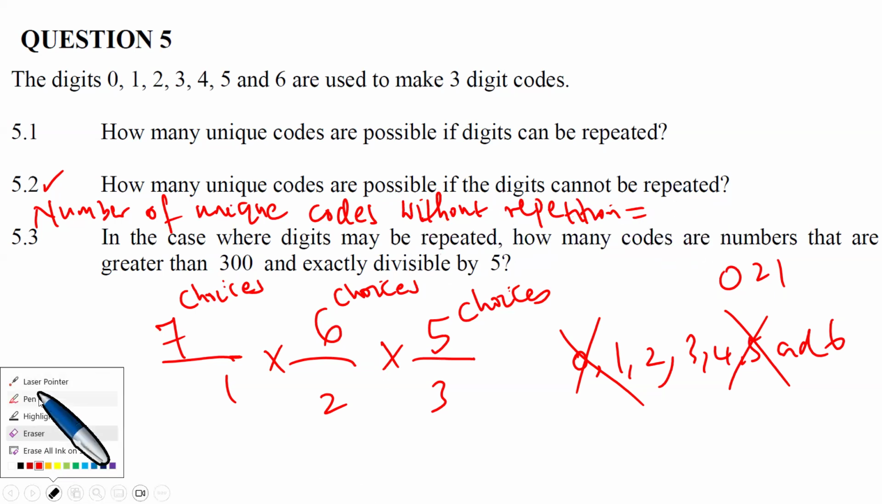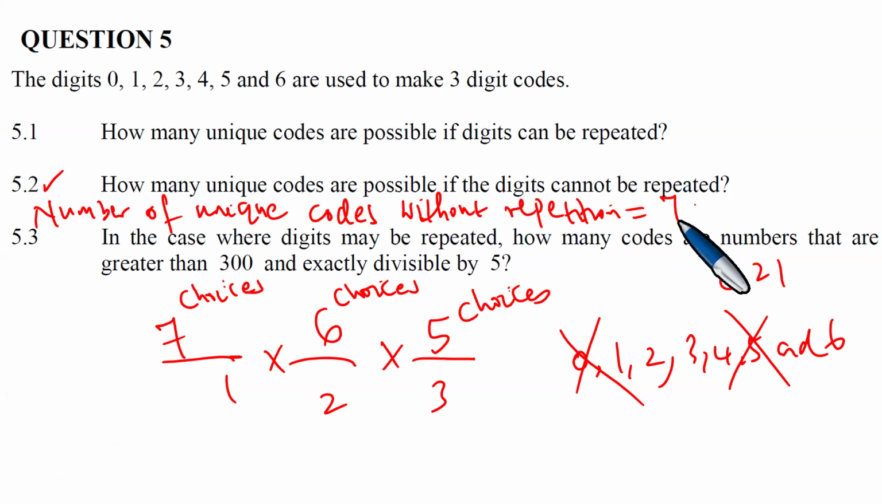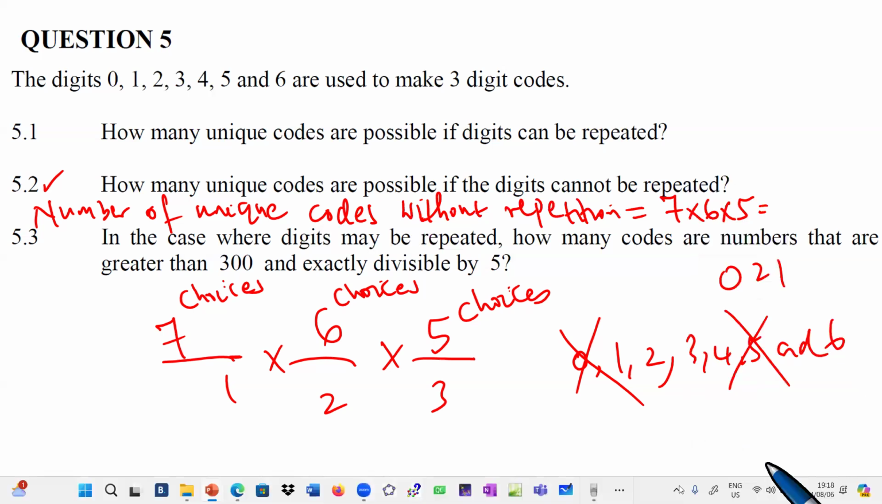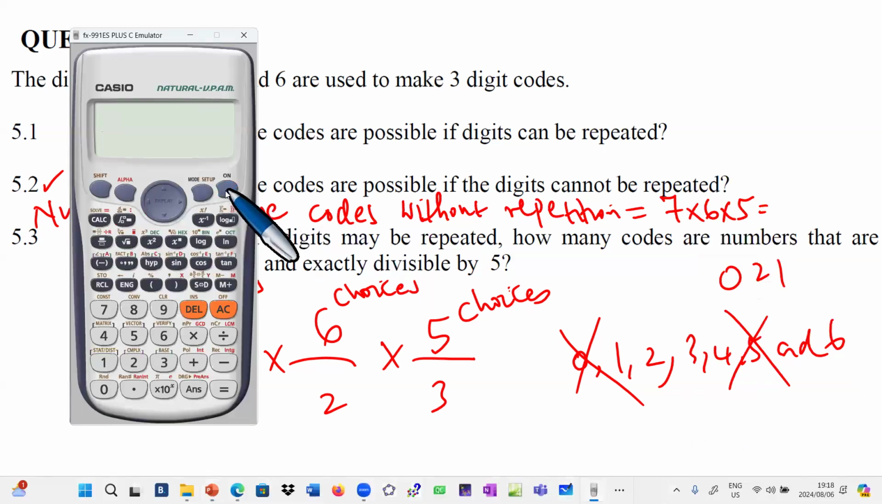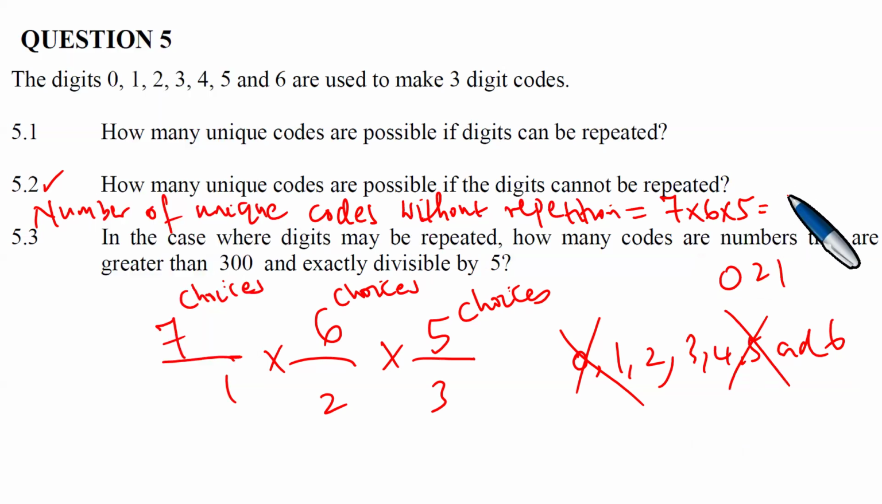Okay, so without repetition, we compute as follows. We have 7 choices times 6 choices times 5 choices. We use a calculator, and now we can be in a position to compute these precisely. You can use our computer, or you can do it mentally: 7 times 6 times 5 is 210. So we have exactly 210 such codes. Any question?